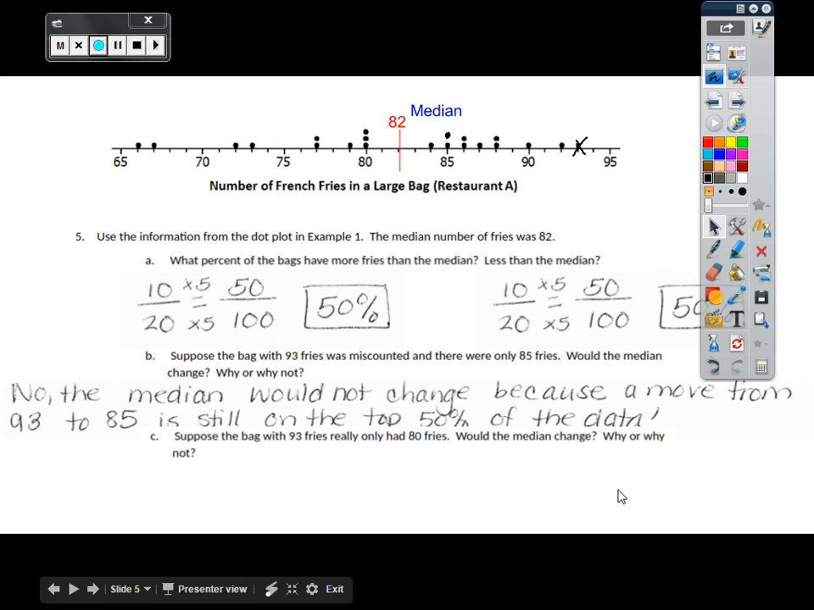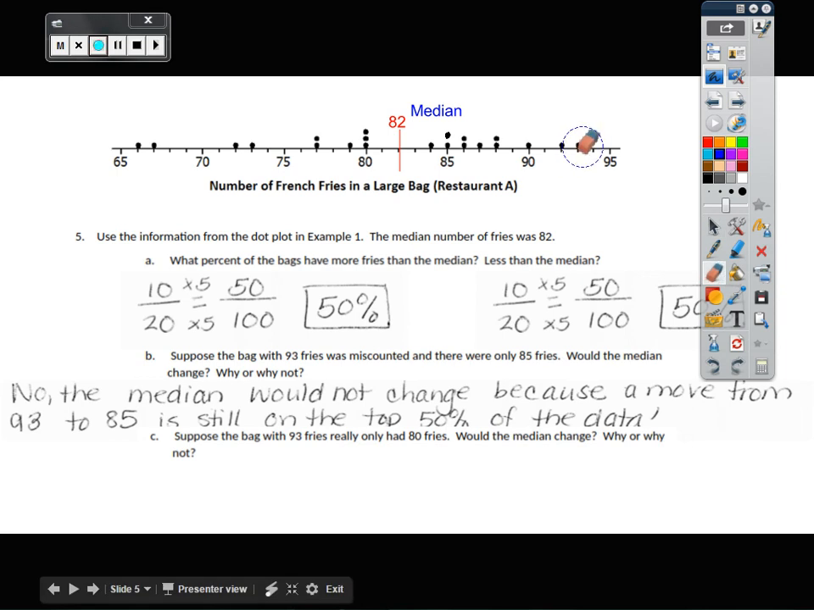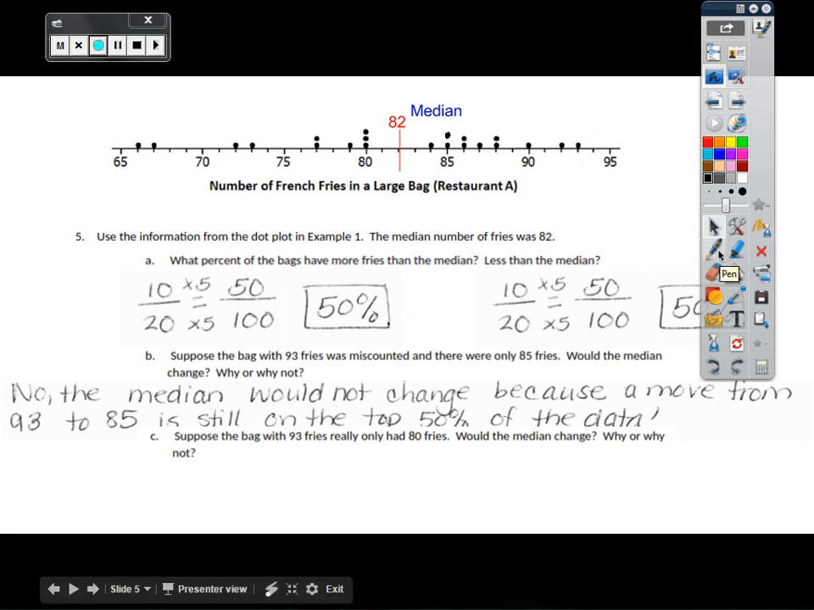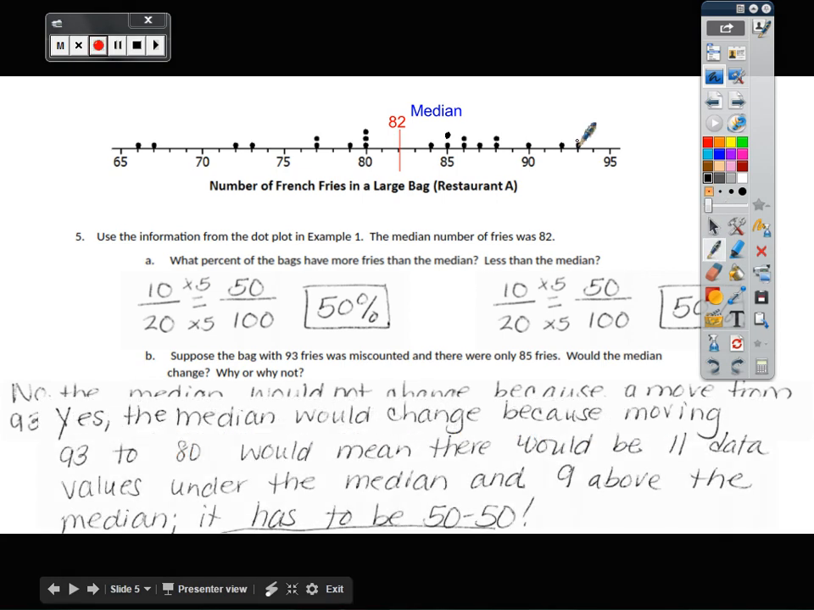Letter C. Suppose the bag with 93 fries really only had 80 fries. Would the median change? Why or why not? Well, let me take 93. Oh, let me go back. I can't. Don't read my answer. Mrs. Kramer's got to get better with her technology. Let me take 93, and now I'm going to move it to 80. Okay? I think it was right here.